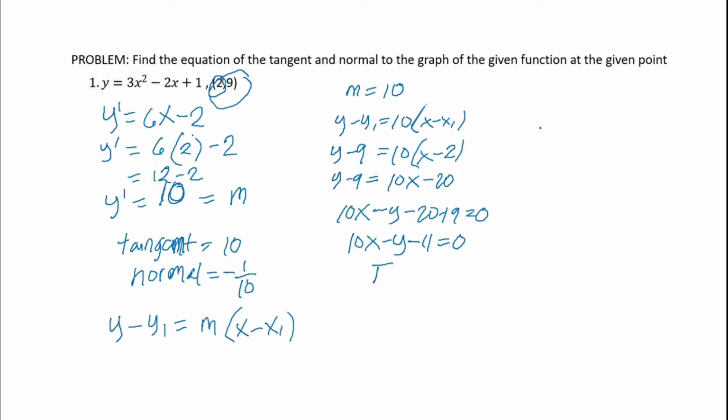To find the equation of the normal, our slope m is equal to negative 1 over 10.